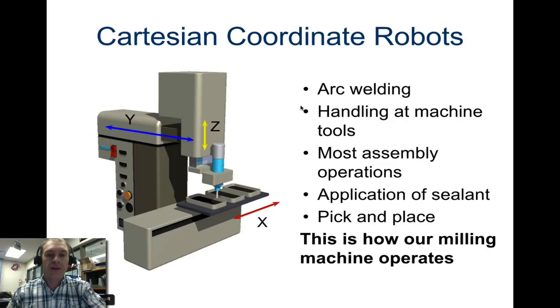Here's another example of a Cartesian coordinate. This one is like our milling machine. And so this could be used as an arc welding robot, maybe handling at machine tools like a milling machine. It could be used for assembly operations, application of sealants, because you could see something moving and sealing around something here, or picking and placing things. So again, that's our milling machine.